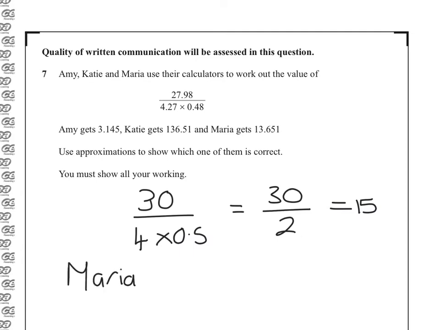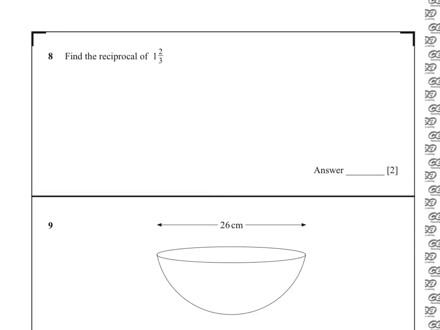She's got an answer slightly less than ours, but we've used rounding. Hers is the one that has to be closest. To find the reciprocal of 1 2/3, the first thing we do is write 1 2/3 as a top-heavy fraction. 3 times 1 is 3 plus 2 is 5, so that's 5/3. And the reciprocal is the inverse, so that would be 3/5.